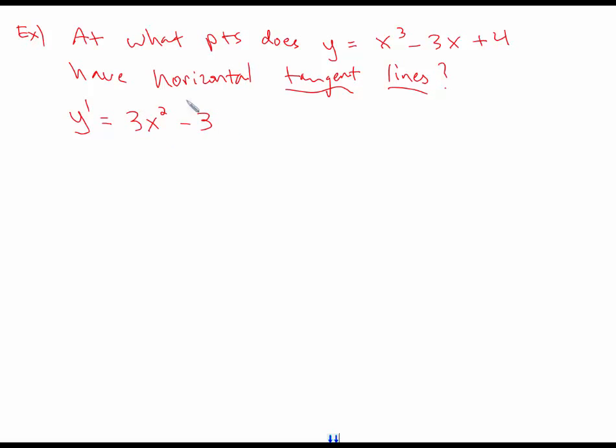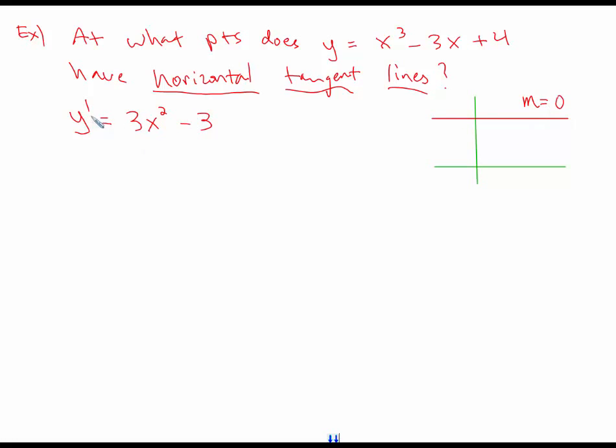So remember this right here: when you find the derivative, this is the slope formula. This is the formula to find the slope of the tangent line. Now, we want the tangent lines to be horizontal. That's important information because if you have a graph and the line is horizontal, we know the slope is equal to 0.